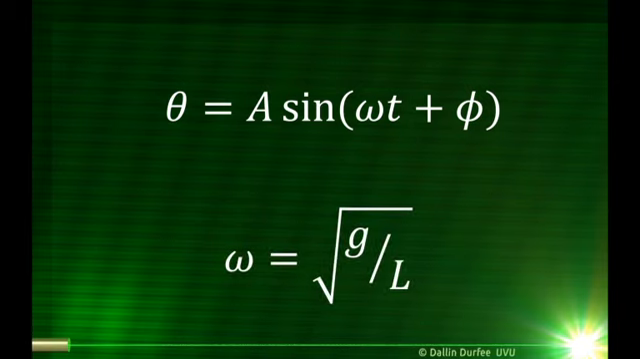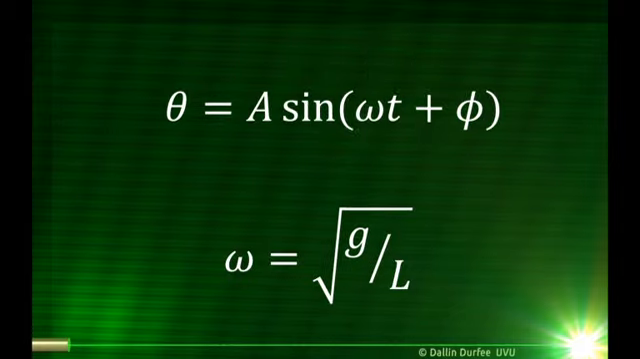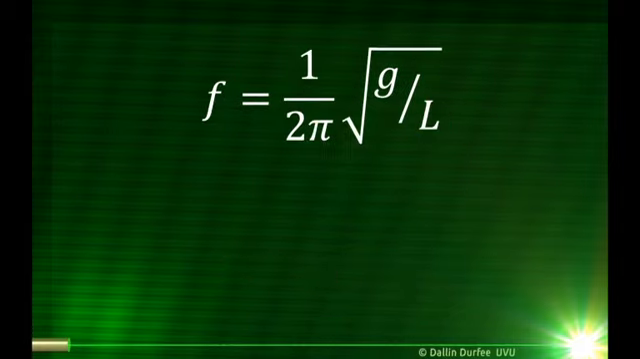So for small amplitude oscillations, a pendulum is simply going to oscillate sinusoidally in theta with an angular frequency of the square root of g over L. Well, if the angular frequency is the square root of g over L, then the frequency is omega divided by 2 pi, right? Angular frequency is the number of radians per second, and frequency is the number of cycles per second, and that's just going to be 1 over 2 pi times the square root of g over L. Just take omega and divide by 2 pi.